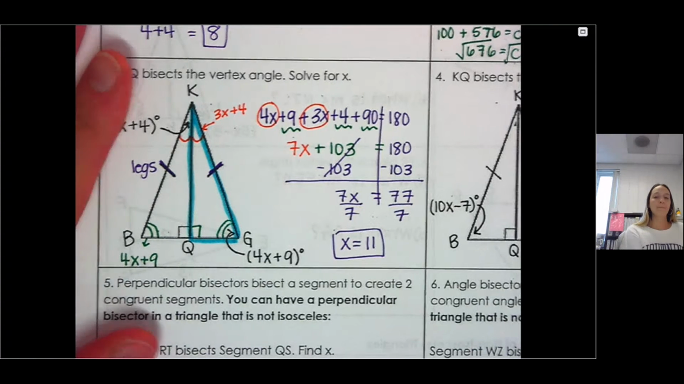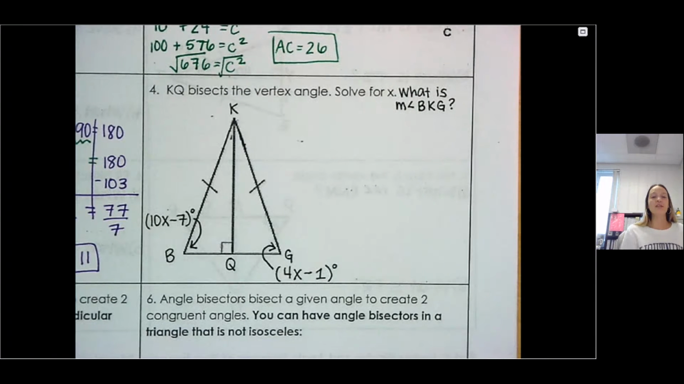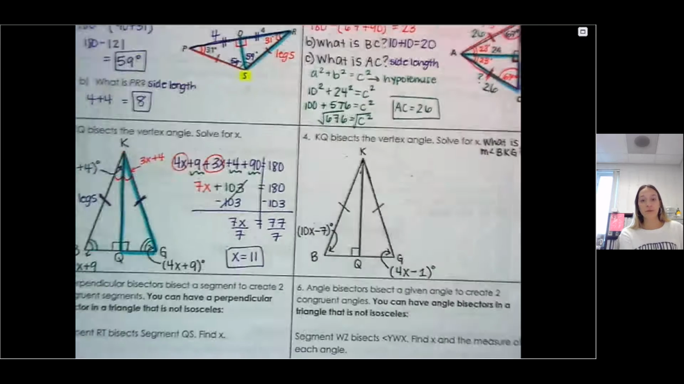Okay. Number 4. What I want you to do right now is mark everything in this picture that you know is congruent. So I should see you marking the legs. I should see you marking some angles that are the same. We'll go back to number 3.